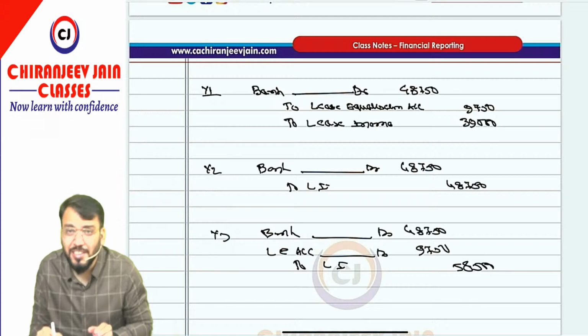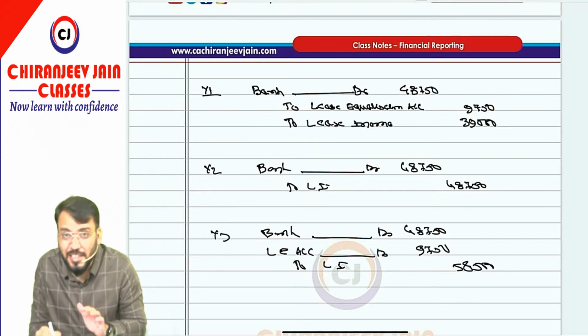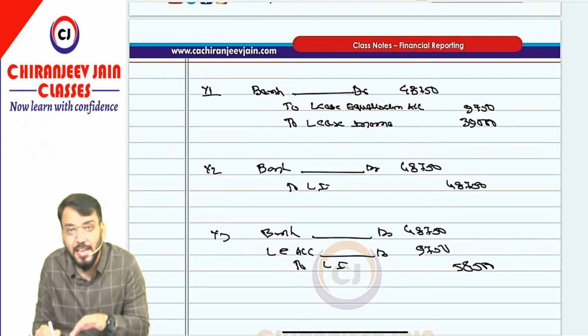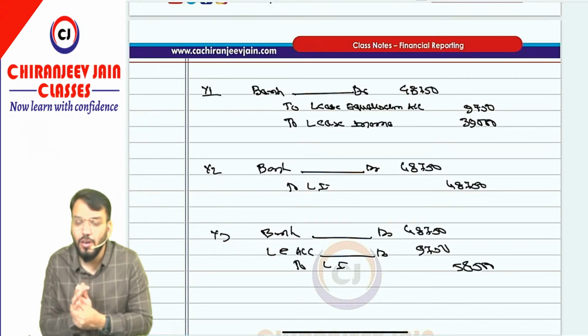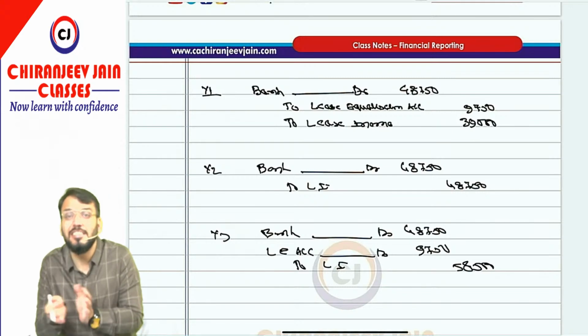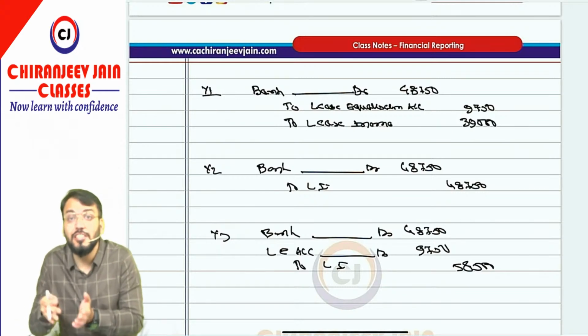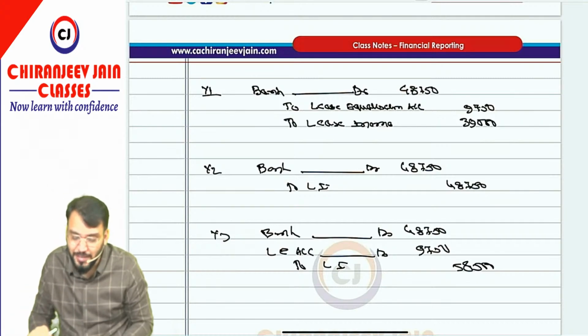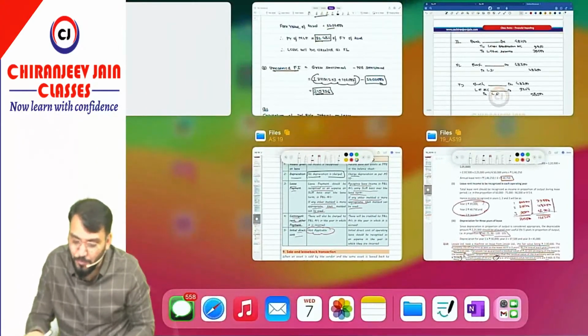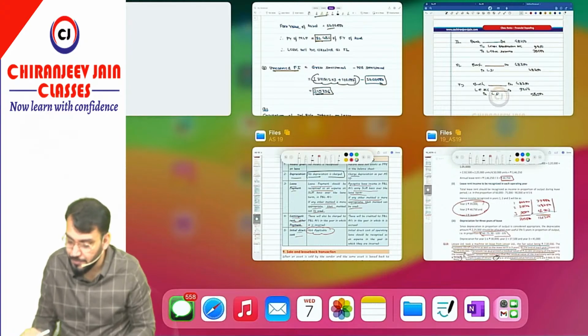So we'll open one lease equalization account. If the lease equalization account has a credit balance, it is a liability. If it is a debit balance, it will be an asset in the balance sheet. Understood? Asset means we can say it is lease receivable. Liability means it is a lease payable. We can say this is the amount payable. Understood? Got this point? Yes, sir. So this can be one possible type of question in the exam.